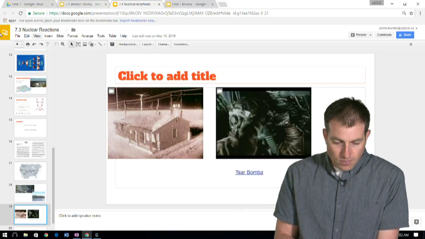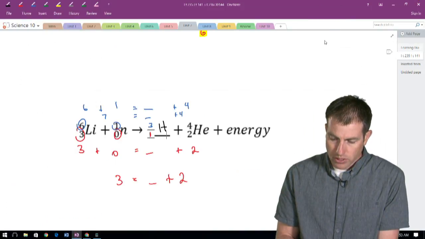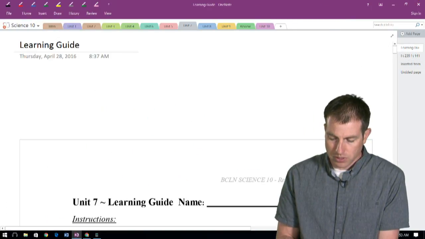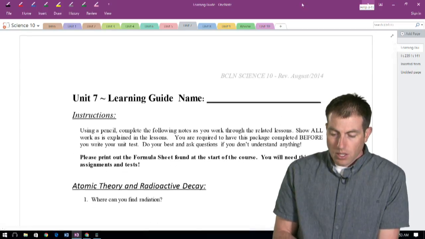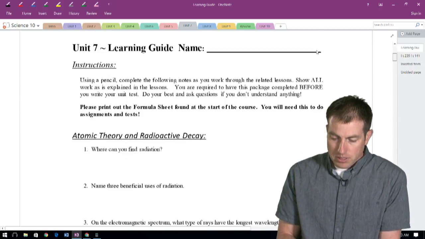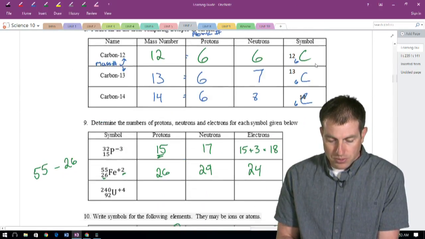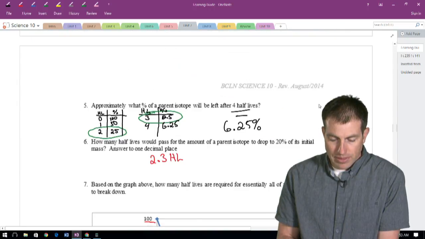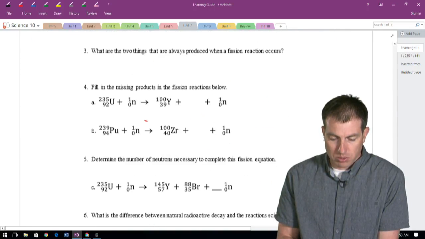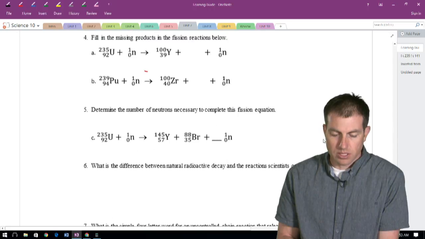So there you go. We've been going for a while now, so we should probably have a quick look at the learning guide, and then I'll leave you guys for today. So we talked about alpha, beta, gamma decay. We've talked about half-life. And then we need to talk about these nuclear decay equations.